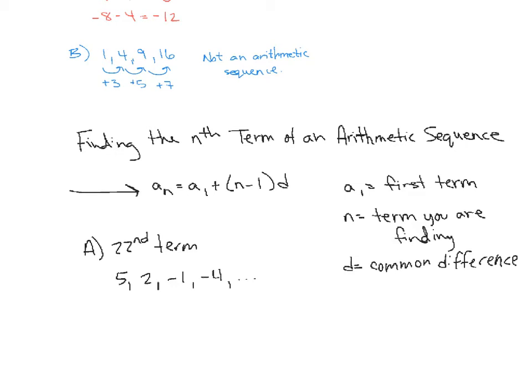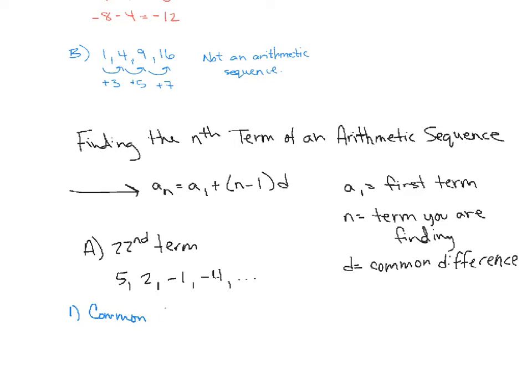Now some of you are like, well, I could just write it out. Yeah, you could write it out, but what if they want you to find like the 516th term? There's no way either one of us is going to sit there and write down 516 numbers. So, first thing is find the common difference.